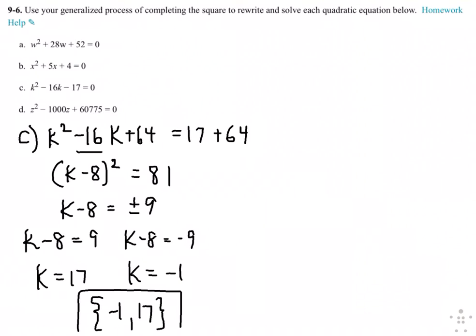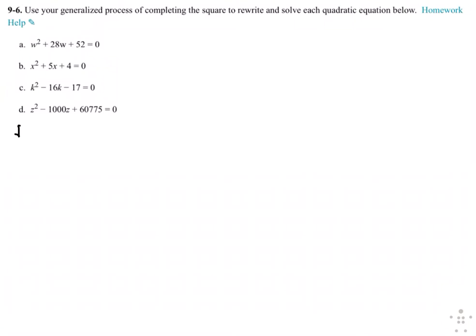And D. Let's take a look at D. Let's clear this. So D, I have z squared minus 1000z equals, I'm going to put this over on the right, equals negative 60,775. Okay, crazy numbers. So I'm going to take half the middle term. Half of negative 1,000 is negative 500. Negative 500, and I'm going to square that.